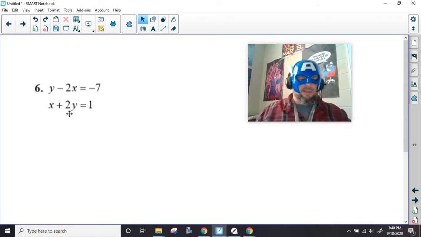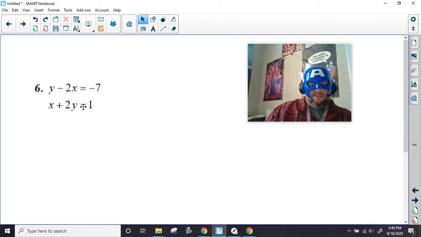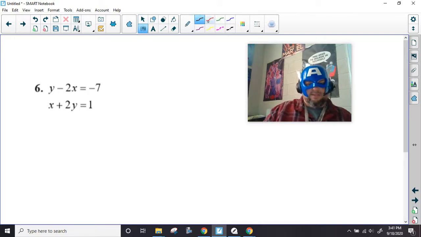And now this one, it looks a little funky because the stuff is not in the right order. Honestly, if I were doing this one, and I'm going to set it up for you, I would take this stuff right here and I would solve for y because this seems pretty easy.